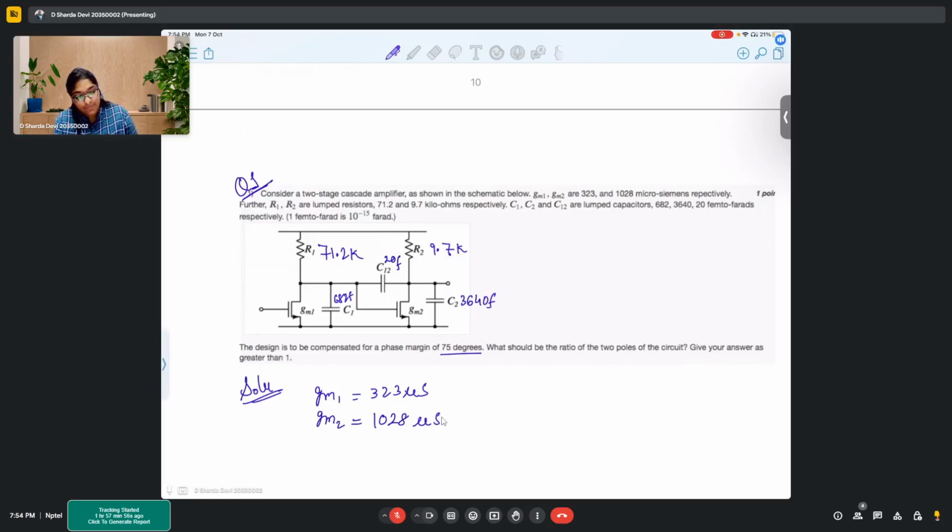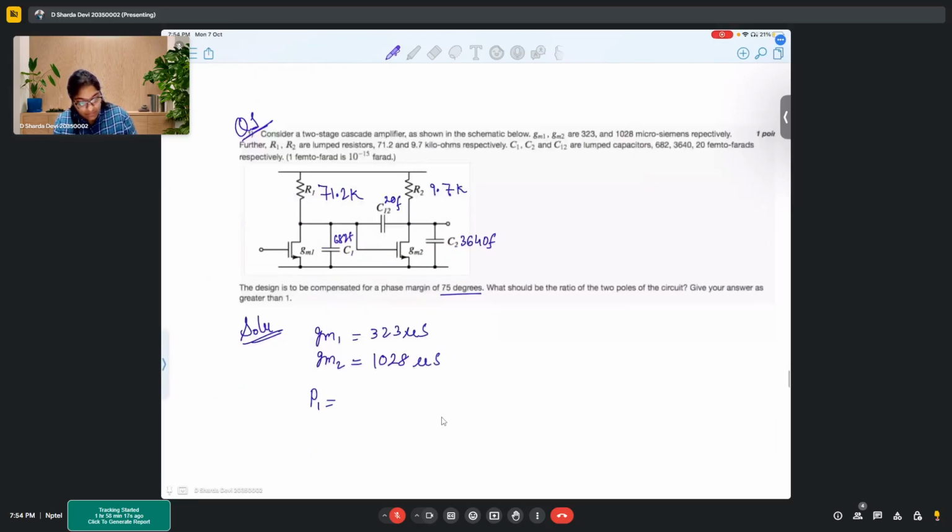For that, we need to define the ratio of poles. So predominantly, the two poles that will appear in our systems are 1 upon R1 C1 and 1 upon R2 C2. So these are the two poles that will appear in this circuit.